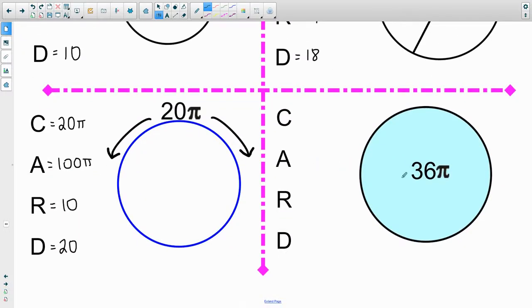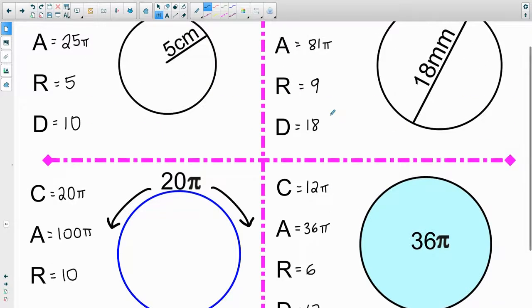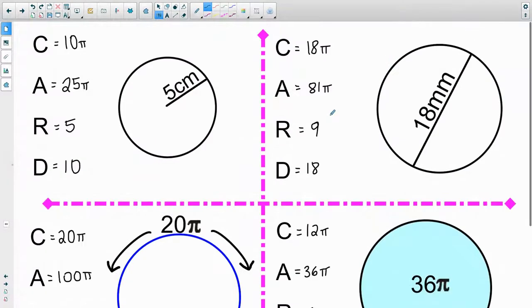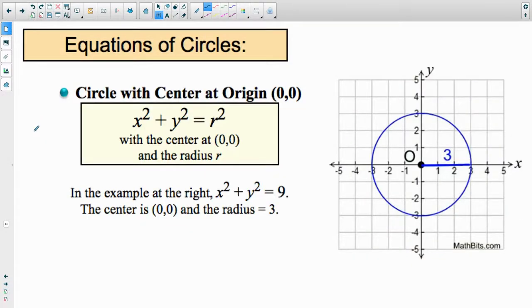And here, the final example, they're giving us the area, which is 36 pi. Well, I know if I take off the pi and find the square root of 36, I'll know my radius. If I double my radius, I'll have my diameter. And if I take my diameter and multiply by pi, I've got my circumference. So that's all really review, but I just wanted you to get that back in your heads as we go forth with this next new topic, which is the equations of circles.